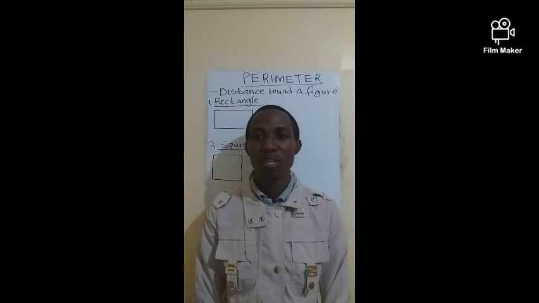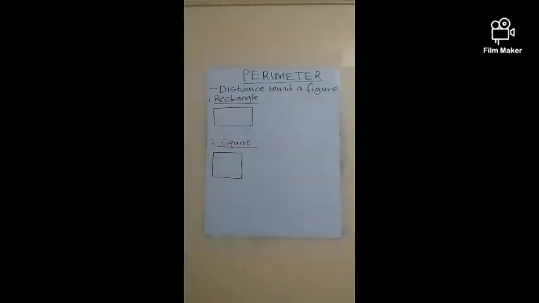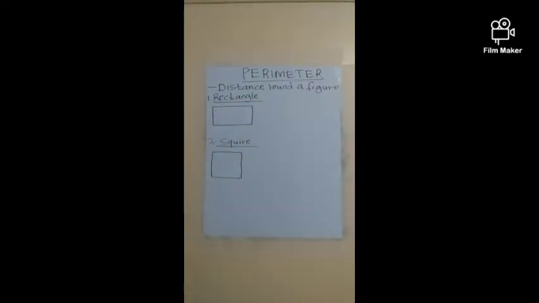Today I'm going to talk about perimeter. As you can see here, perimeter is the distance round a figure. I'm going to talk about the perimeter of a rectangle and a square. We're going to start with the perimeter of a rectangle.